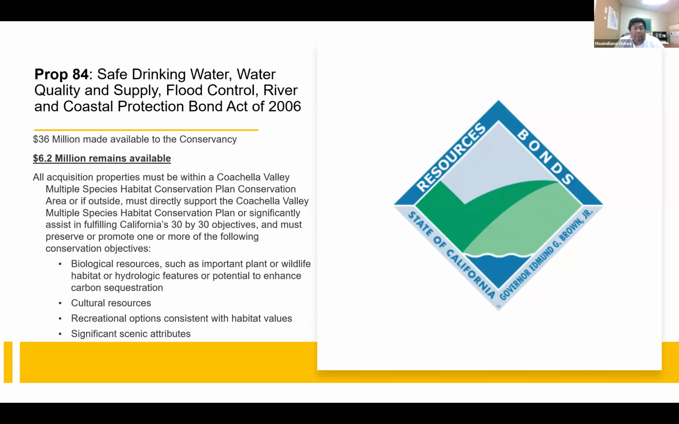Specifically, the land acquisition portion of it has to be a biological resource, such as important plants or wildlife habitat, or hydrologic features that have the potential to enhance carbon sequestration, cultural resources, recreational options consistent with habitat values, and significant aesthetic attributes. And if at any point anybody has any questions, please just feel free to raise your hand or put it in the chat and I'll try to answer as we go. But I will also have time towards the end to answer any questions. So if we can go to the next slide, please.